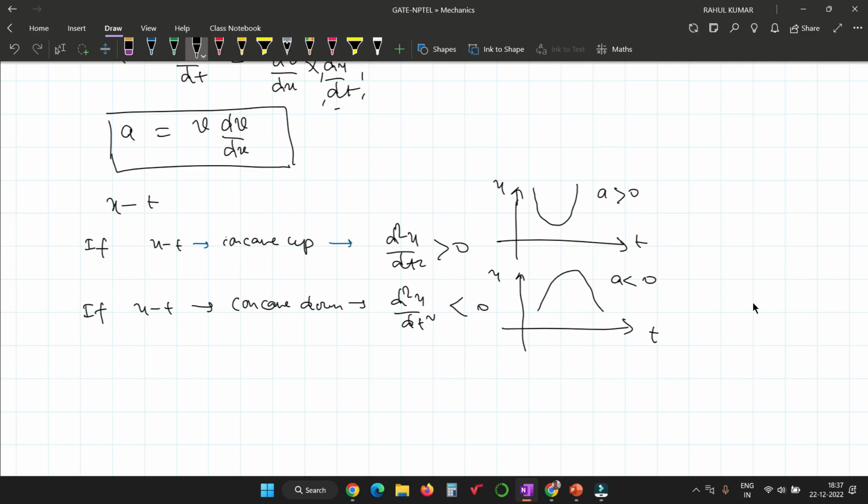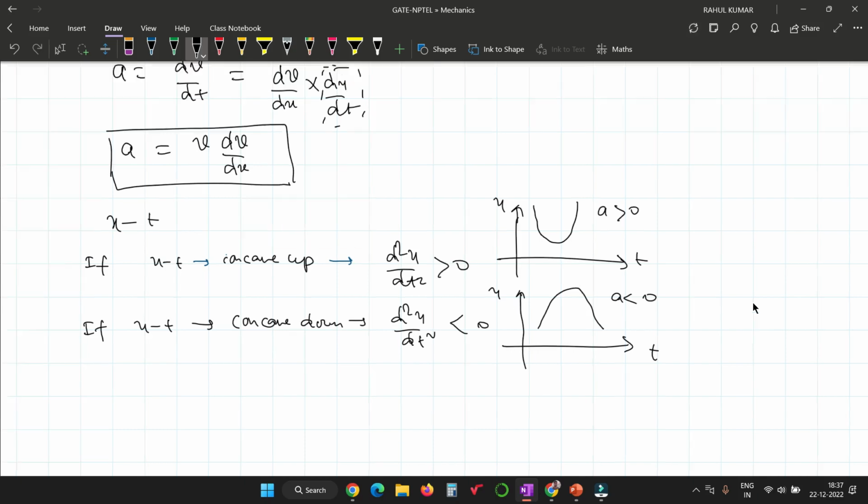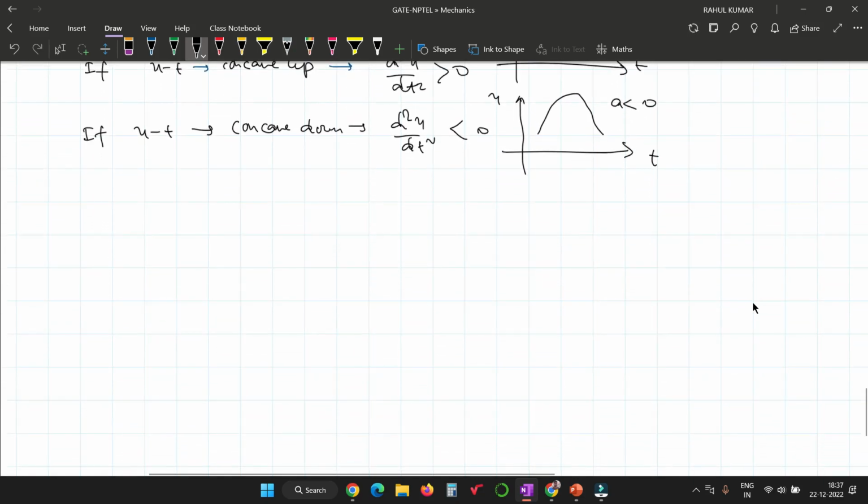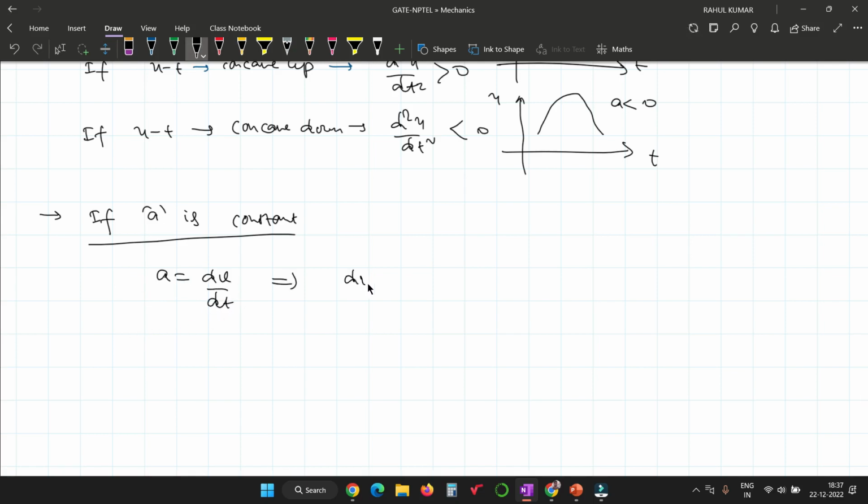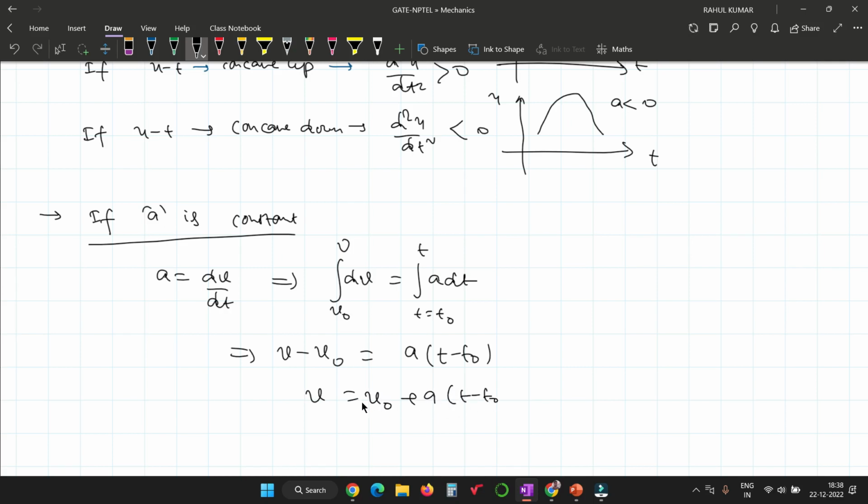No. Okay, so from these three equations, now we will talk about when acceleration is constant. If a is constant, I'm talking about constant acceleration. If you have a equal to dv by dt, then you can write dv equal to a dt. And if you integrate from the initial velocity to final velocity, taking initially t equal to t naught and finally t equal to t, then you will reach v minus v naught equal to a times t minus t naught. So v equals v naught plus a times t minus t naught.